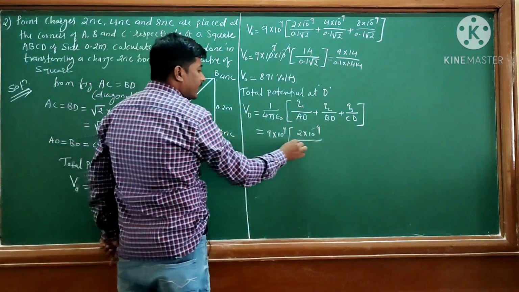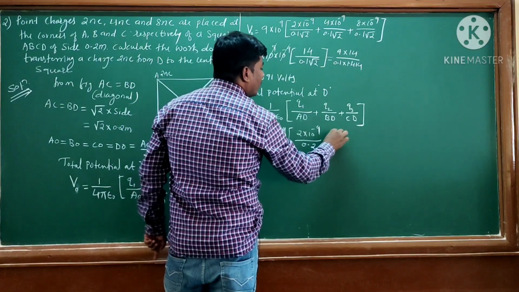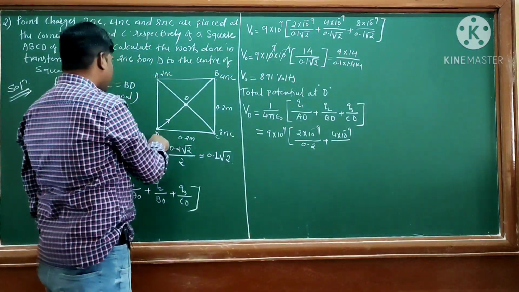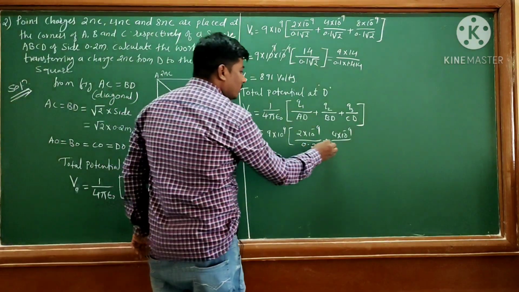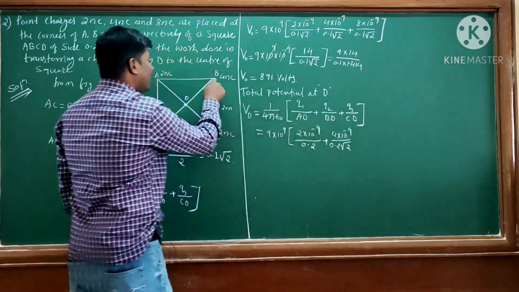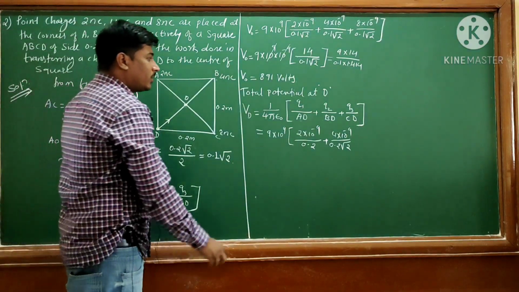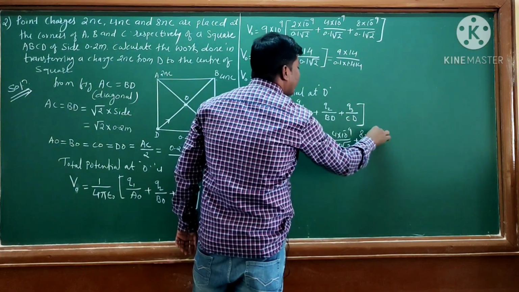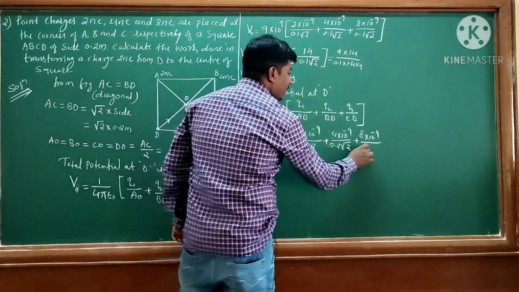AD is nothing but the side, so it is 0.2. Plus Q2, which is 4 into 10 to the power minus 9, divided by BD. BD is the diagonal, and the diagonal we have calculated is root 2 into 0.2. Plus Q3, which is 8 into 10 to the power minus 9, divided by CD, which is 0.2.